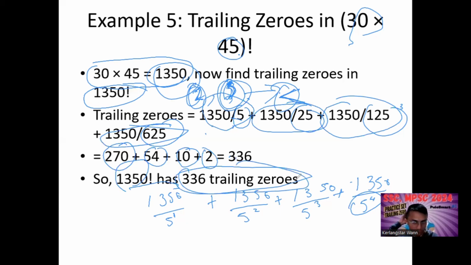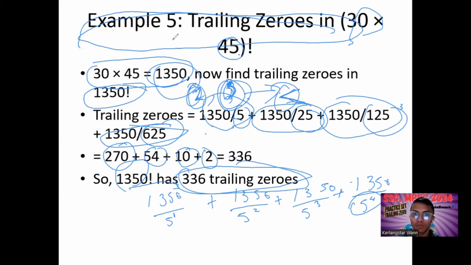Basically this is the logic about trailing zeros, just so you don't get confused. This is all about trailing zeros.